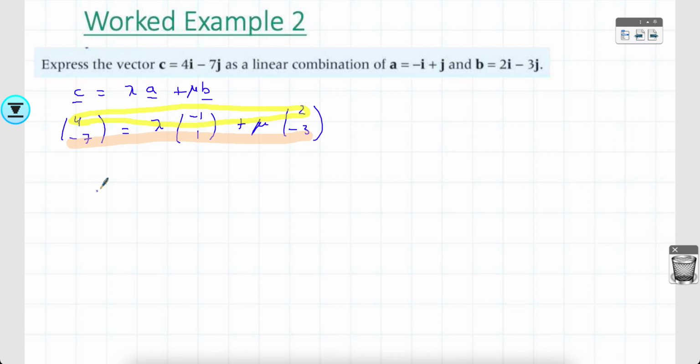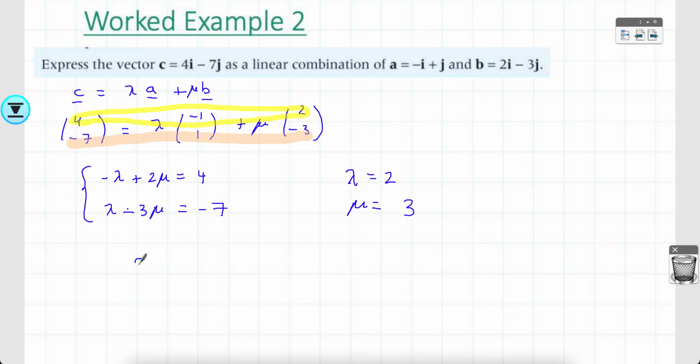So you set up your simultaneous equation. You get a negative lambda plus 2 mu is equal to 4. I'm just shifting the C to the other side. And then you have a lambda minus 3 mu is equal to minus 7. So you have a simultaneous equation. I'm not going to go through that process. You can then see that your lambda is going to be equal to 2, and your mu is going to be equal to 3.